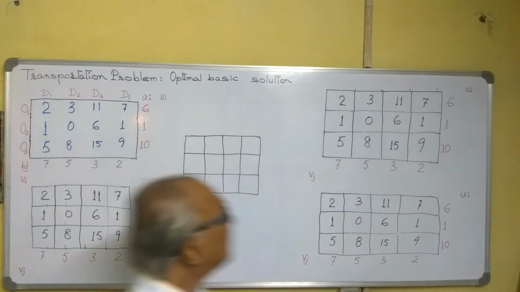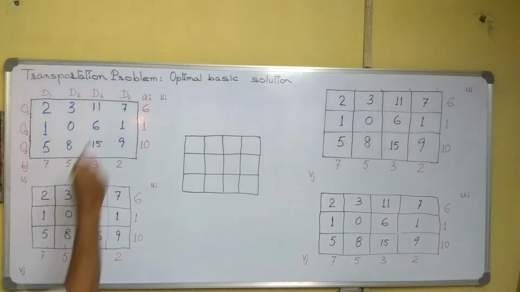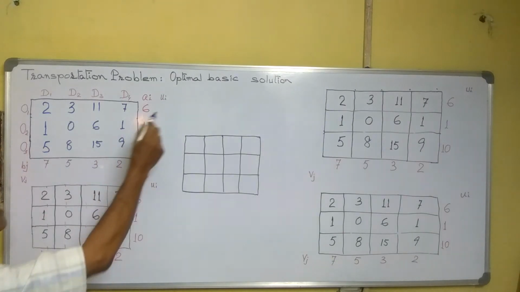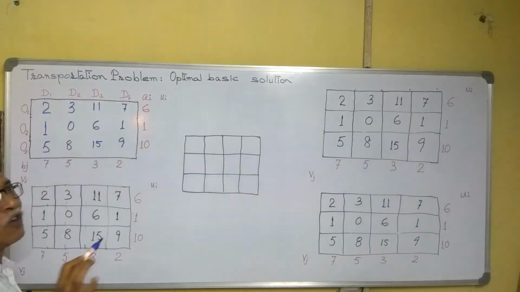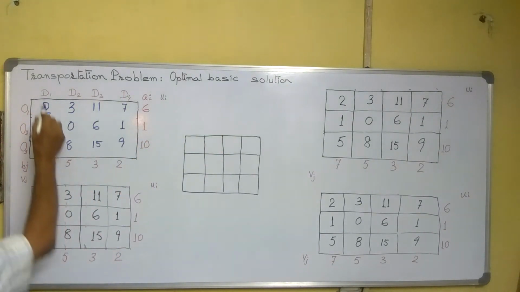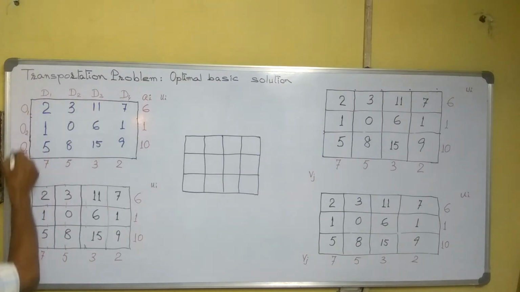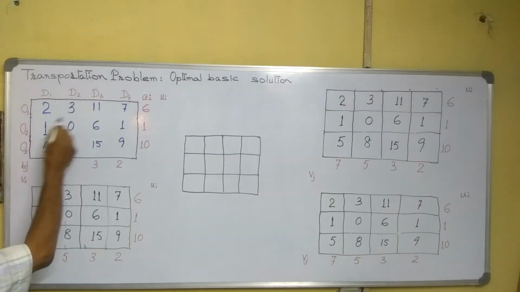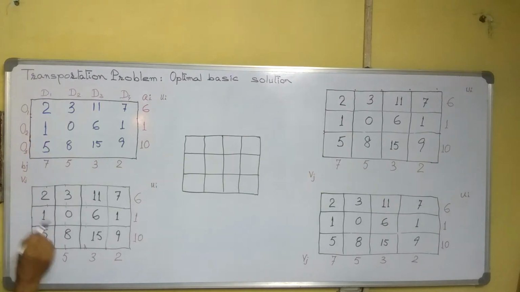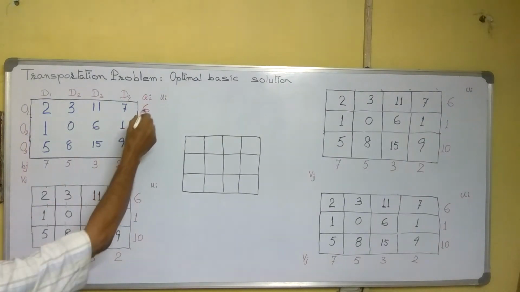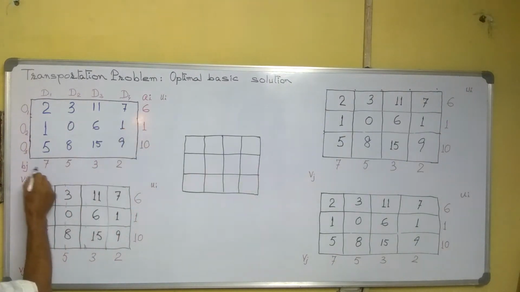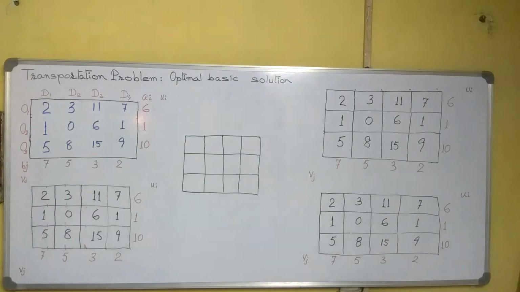Welcome. See this sum, the transportation problem. We have to find the optimal basic solution. Even knowing that these are the destinations, these are the origins, these are the costs per unit, and these are the available quantities, these are the required quantities. These things you are knowing.